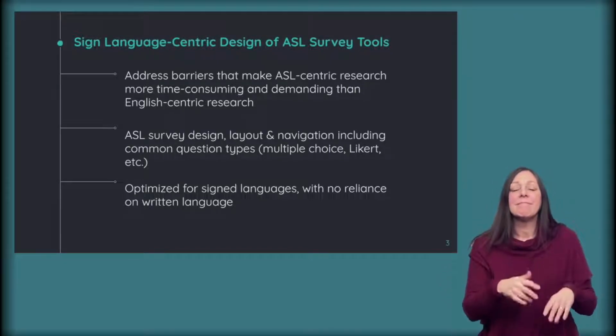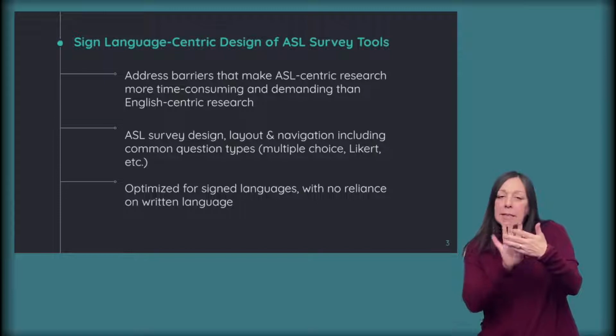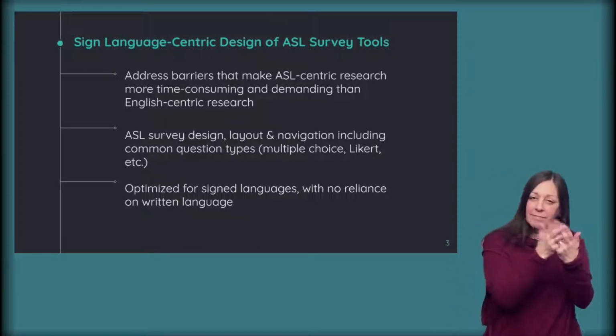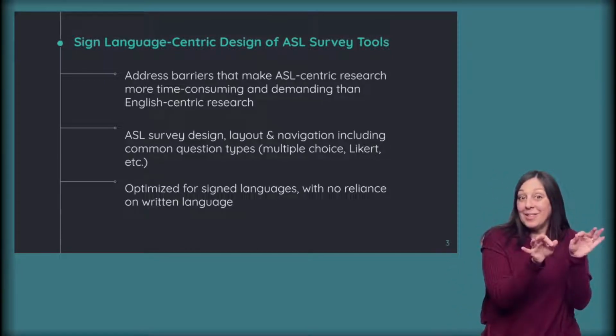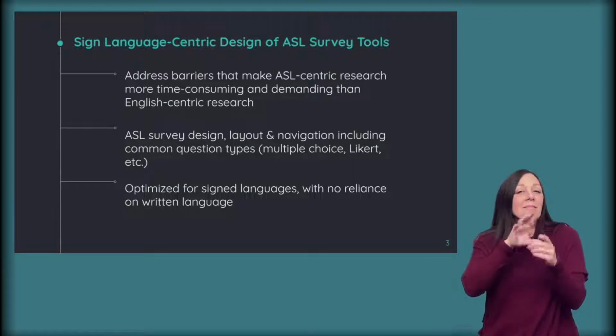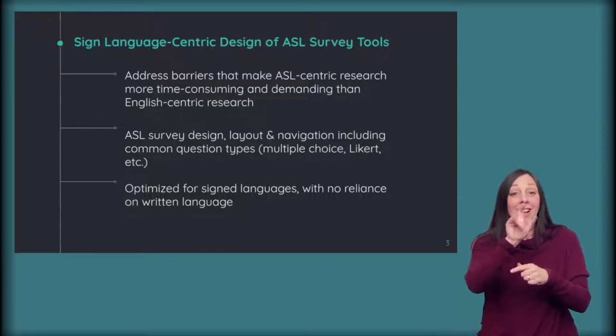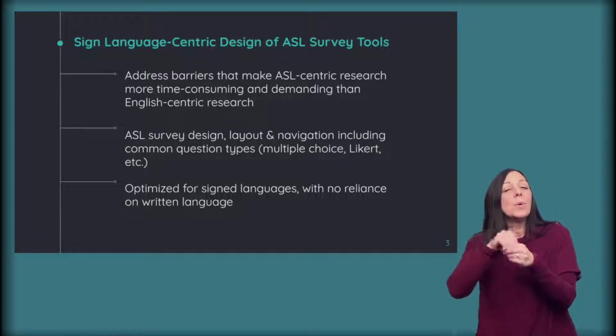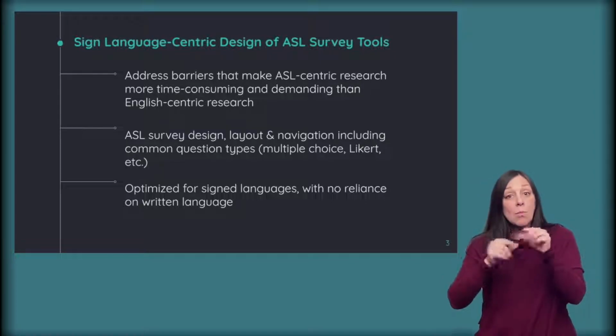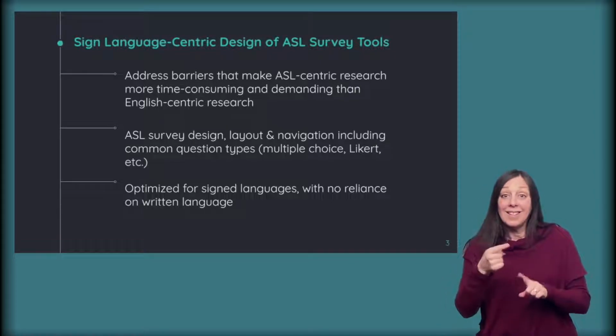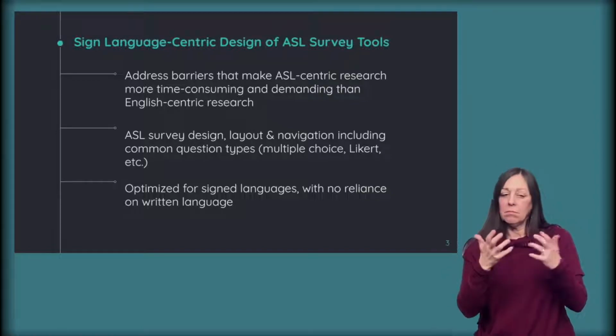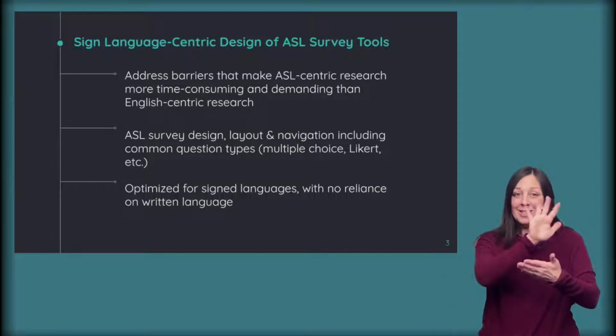Our goal is to study and inform future design, layout, and navigation of high-quality SL-centric surveys with common question types such as multiple choice, Likert scale, and multi-select, as well as typical elements such as progress bars, next, and back buttons. We explore challenges and best practices related to the creation of a questionnaire optimized for and in ASL without any reliance on written language.